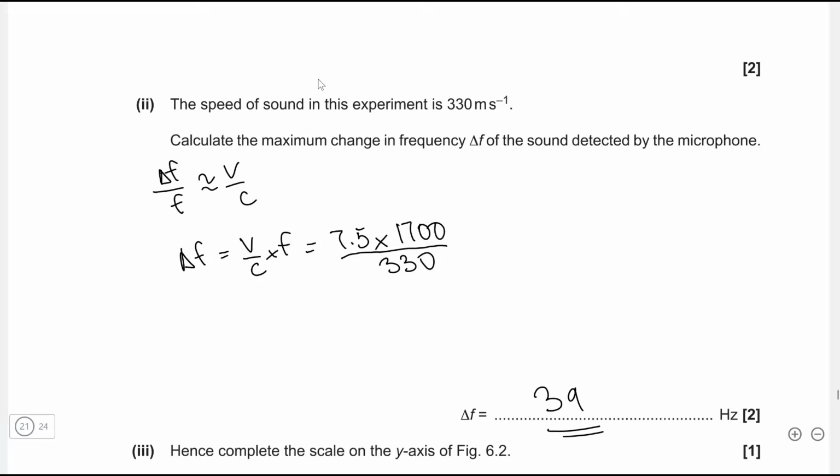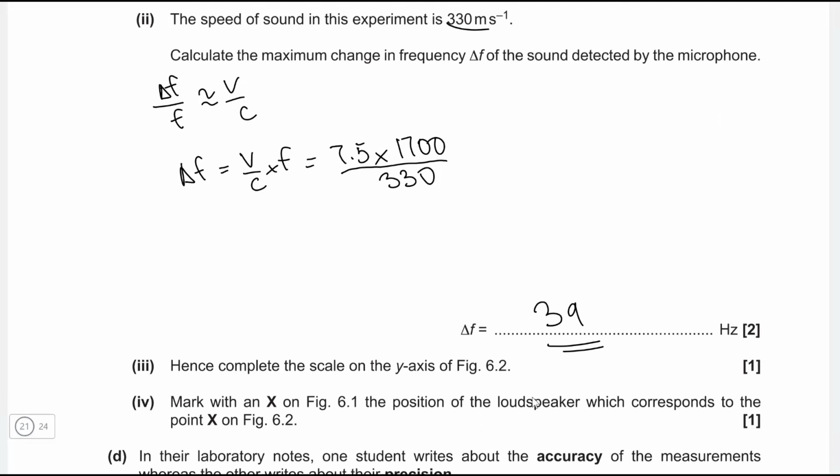Okay, for the next part, what we needed to do was to calculate the change in frequency, and I've just used Doppler's effect. So delta F over F is approximately equal to V over C. I've just rearranged for delta F to give me V times the original frequency divided by C. Please pay attention that F here is the original frequency of an unmoving source, so 7.5 times 1700 divided by 330, which is given here, it's going to give us about 39 Hertz.